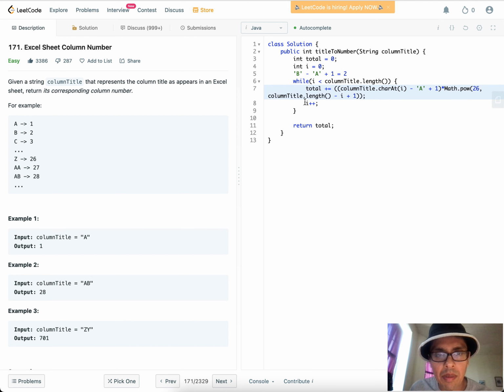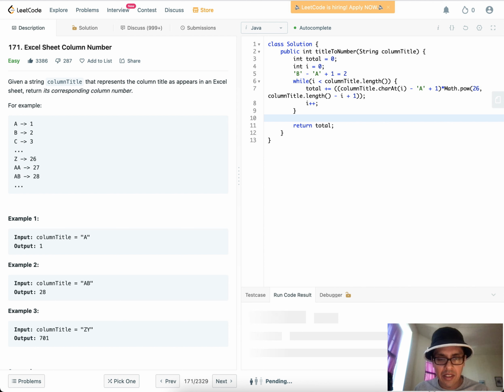Math.pow(26, columnTitle.length minus i plus 1). Remember, we're reverse iterating, so as i goes up, this whole thing goes down. Okay, and then we do plus 1 because we're shifting the index by 1. Because we have 26 to the 2nd power is 3 digits, 26 to the 3rd power represents 4 digits, and so that's what this plus 1 is. We do minus i equals 0 plus 1, and that's how we get that index.